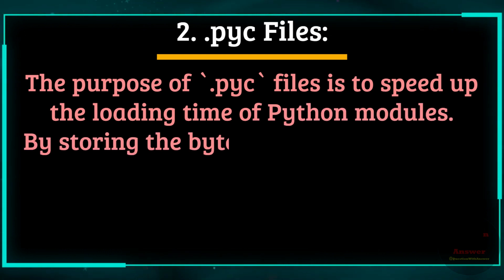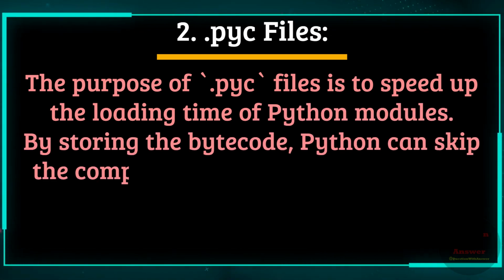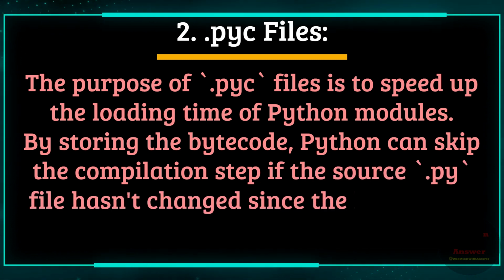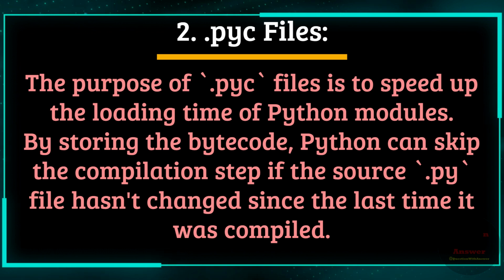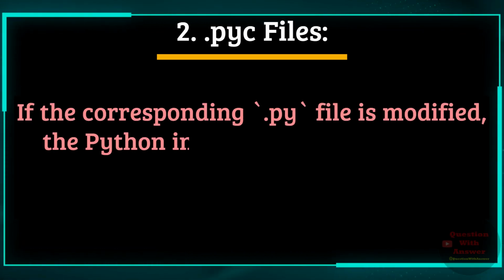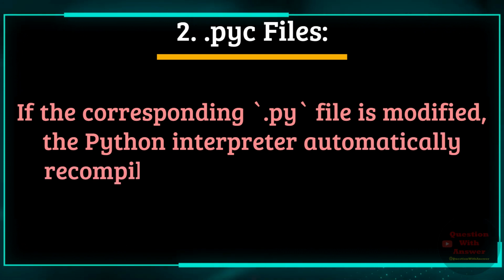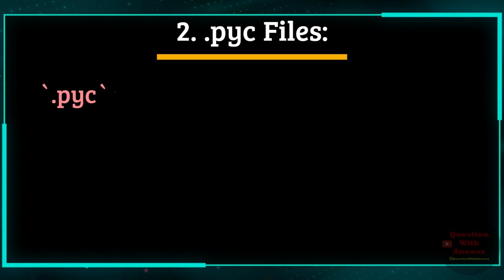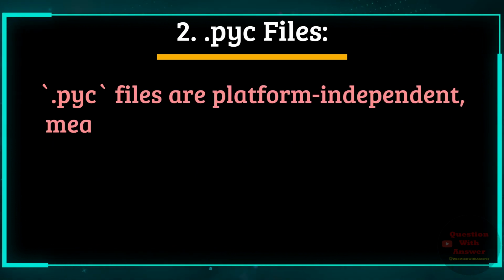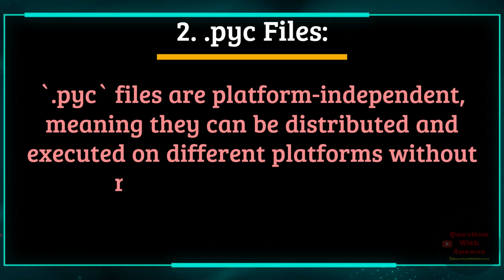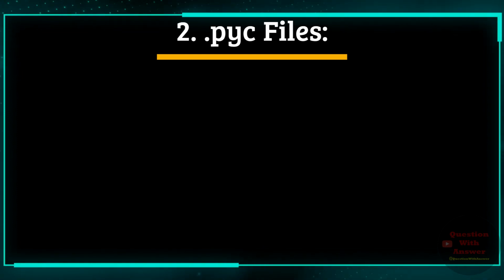By storing the bytecode, Python can skip the compilation step if the source .py file hasn't changed since the last time it was compiled. If the corresponding .py file is modified, the Python interpreter automatically recompiles it into bytecode, updating the .pyc file. .pyc files are platform independent, meaning they can be distributed and executed on different platforms without requiring recompilation.